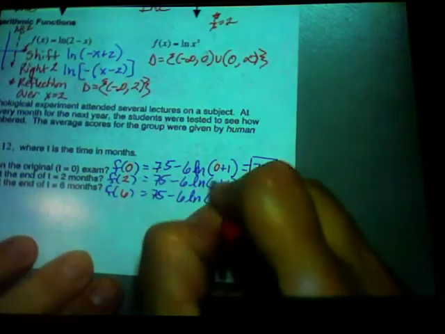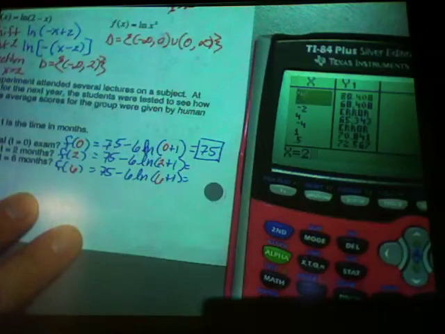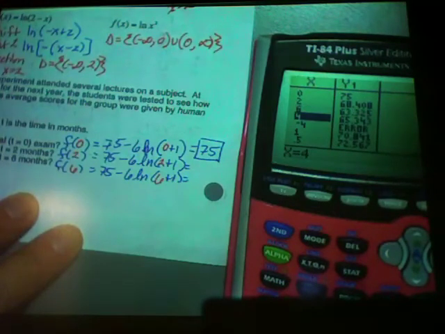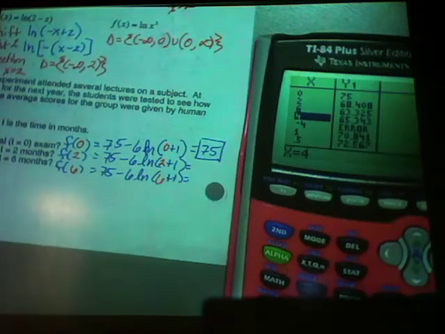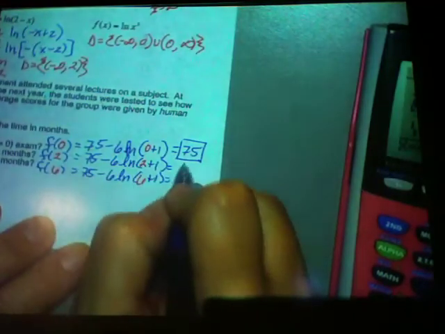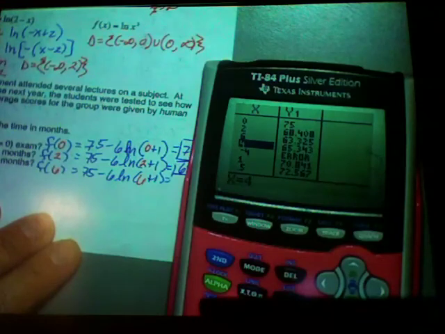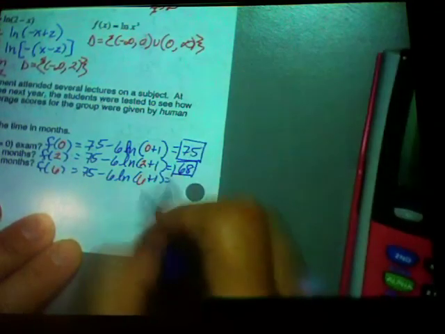I'm going to plug in 2 and 6, and let's see what we get. So 2, whoops, I'm going to go back up there. 0, 2, and then 6. So my 2 was 68.408. So we're just going to round that to 68. And then for 6, we had 63.325, so I'm going to round that to 63. And that's it.